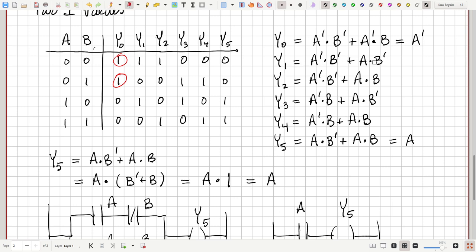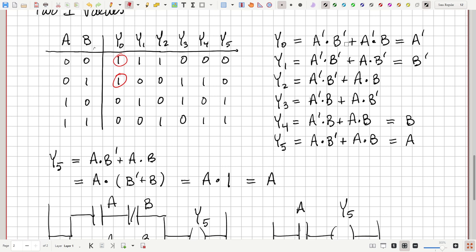Next row, we've got a common B prime, not B. Can factor that out. So we've got not B and not A or A. And not A or A is 1. Always true. Right, if A is on, then on or off is on. If A is off, then off or on is on. So this thing will just be not B. Let's see, let's go look at Y4 here. We've got a common factor of B. Pull that out, and then you got B and A or not A. A or not A is 1, so this is B and 1, which is just B.